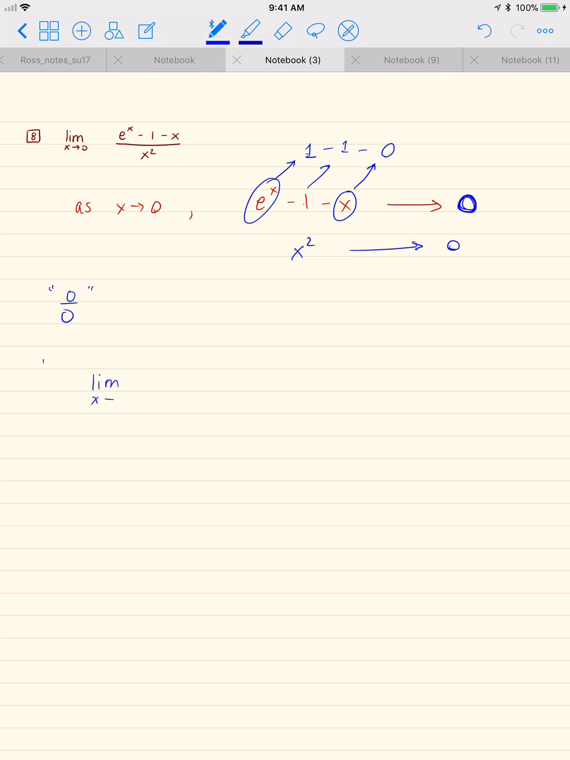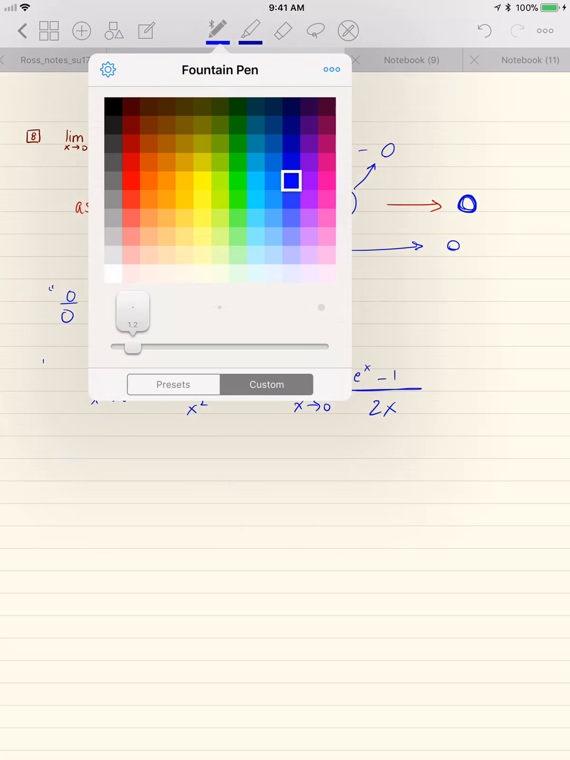So L'Hopital's rule. The limit as x goes to 0 of (e to the x minus 1 minus x) over x squared equals, due to L'Hopital's rule, the limit as x goes to 0. I need the derivative of the numerator, e to the x minus 1, divided by the derivative of the denominator, 2x.